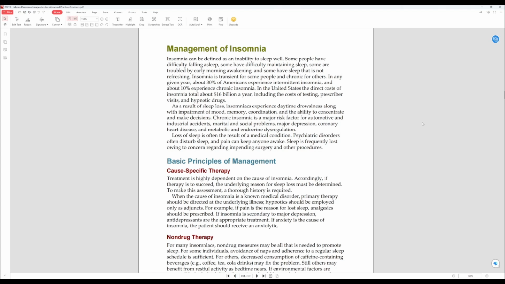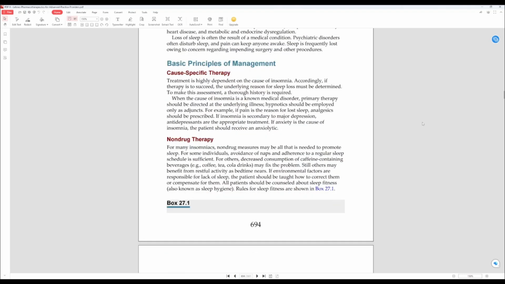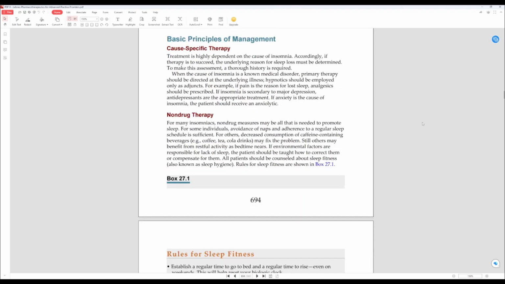The loss of sleep is often the result of a medical condition. Psychiatric disorders often disturb sleep, and pain can keep anyone awake. Sleep is frequently lost owing to concerns regarding impending surgery and other procedures. So, the basic principles of management: cause-specific therapy. Treatment is highly dependent on the cause of insomnia. Accordingly, if therapy is to succeed, the underlying reason for sleep loss must be determined. To make that assessment, a thorough history is required.